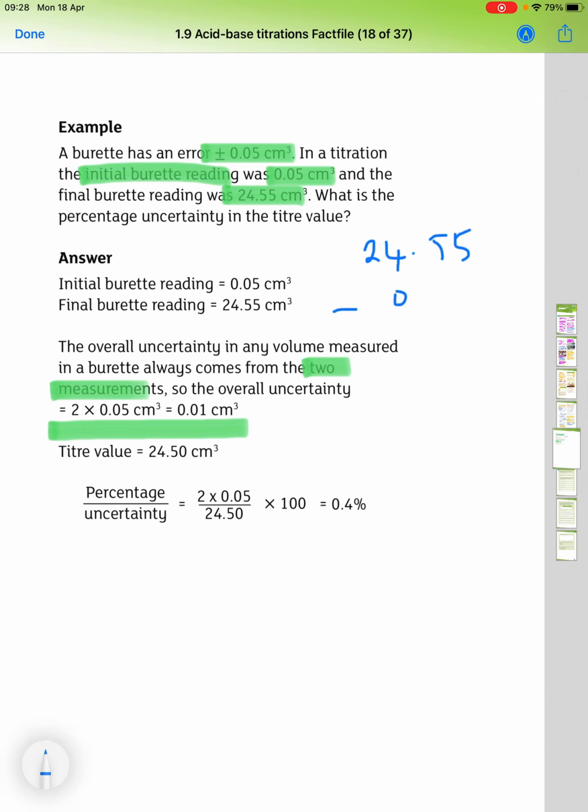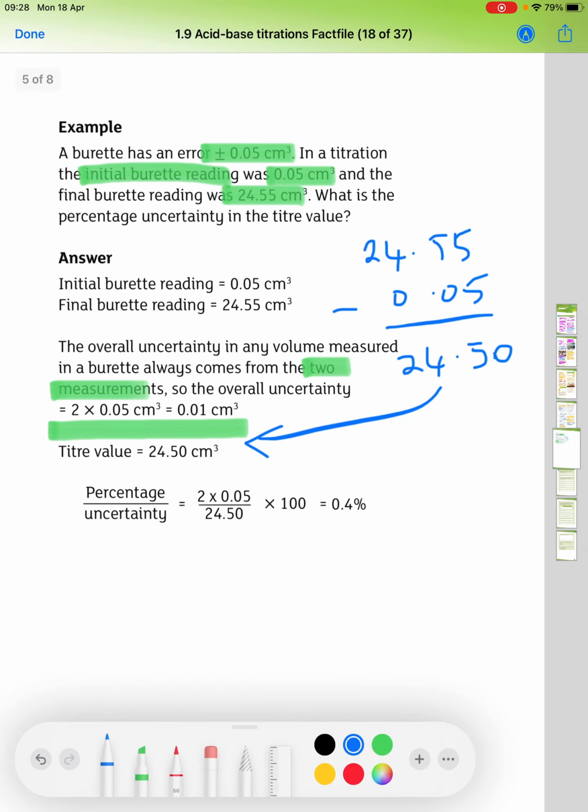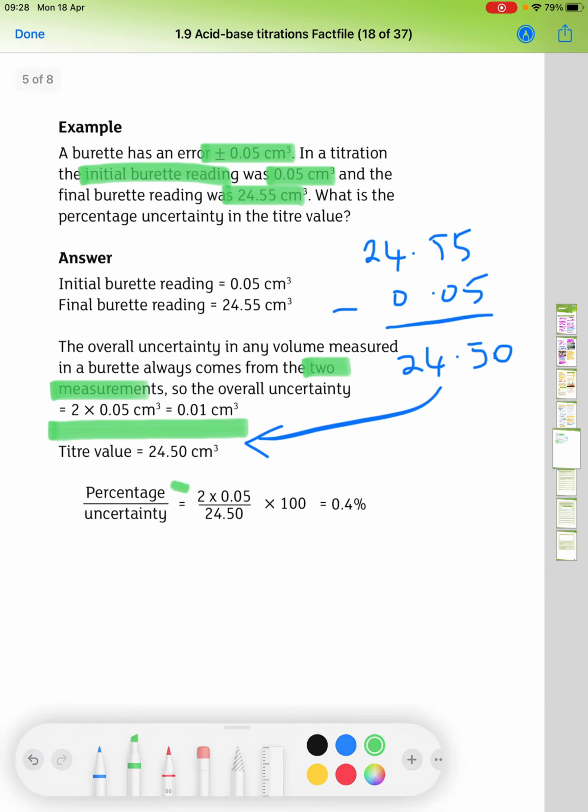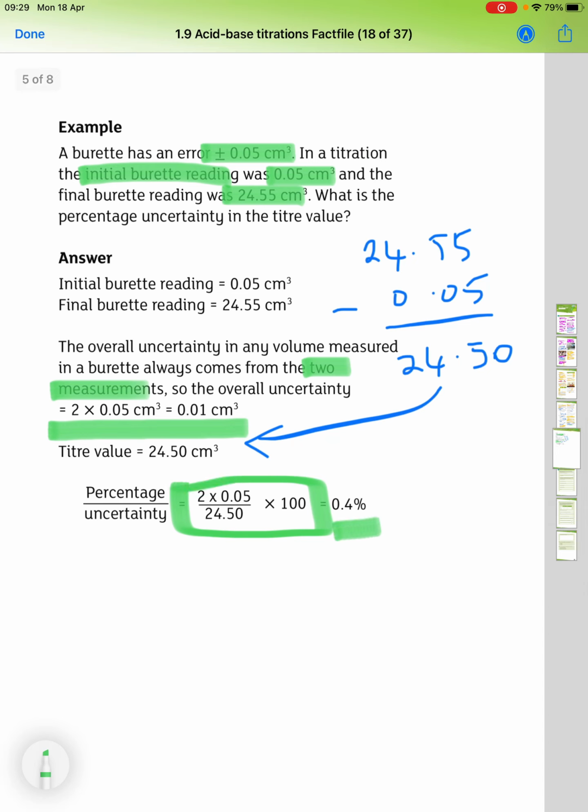The titre value is 24.55 take away 0.05, which is 24.50. And then to work out the percentage uncertainty, it's uncertainty divided by the measurement times 100, which is 0.4%.